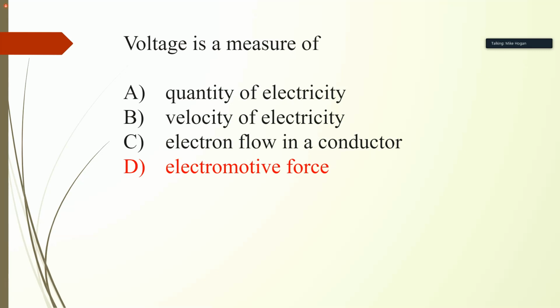It's the difference, when we're talking about a river, the difference in elevation. If there's no difference in elevation, that river is not going to flow. If there's great change in elevation, there's going to be a lot of flow. And so it's that electromotive force that's going to push those electrons negative to positive.